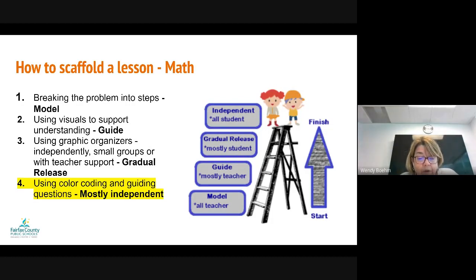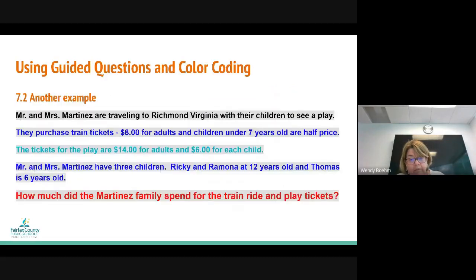Finally, we're going to use the last level, which is the independent level. And for this level, we can use color-coded and guided questions to help our students achieve mastery mostly independently. For this, we're going to use another 7.2 SOL example.